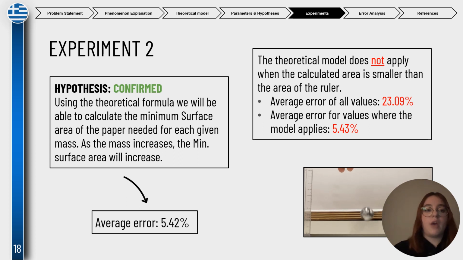So about our second hypothesis, it was also confirmed because the theoretical model does not apply when the calculated area is smaller than the area of the ruler. So although the average error of all values was 23%, which is a big error, the average error for values when the model applies is only 5.43%, which we can all agree is a very small amount.